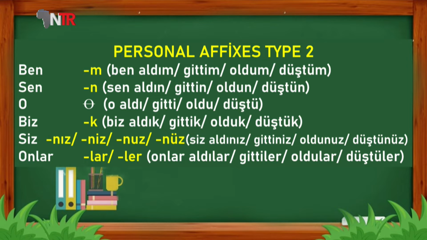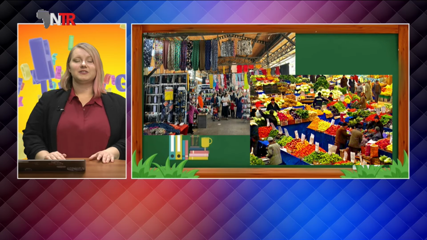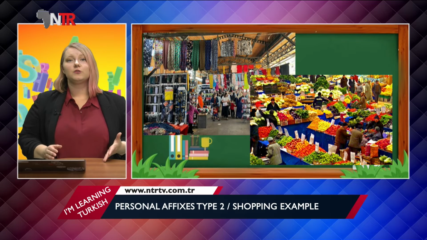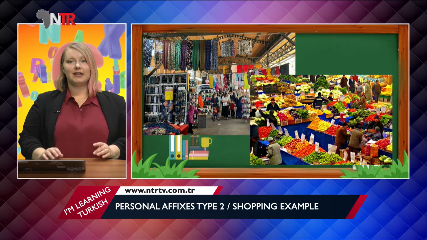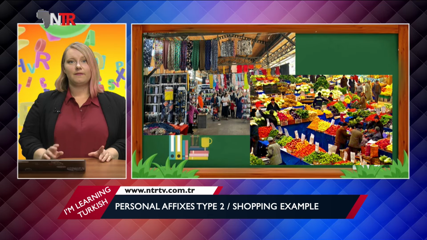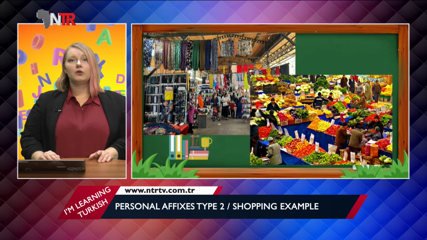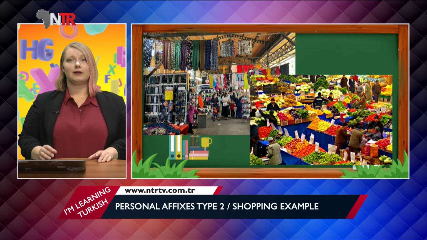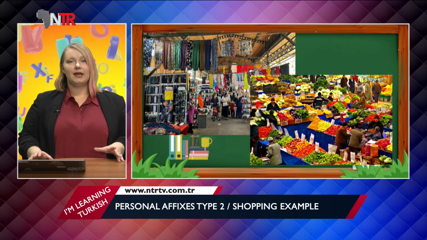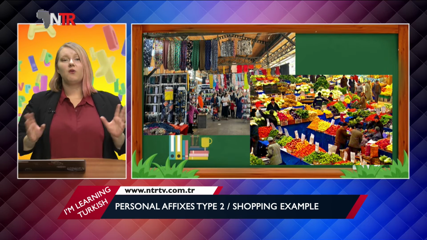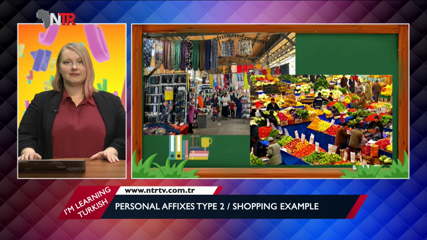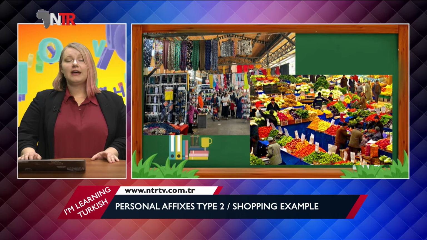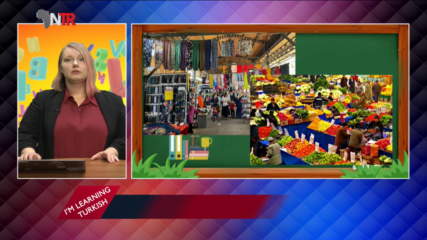Yes, so now we understood how all those affixes work, and let's review a little text about bazaar in Turkish. So you see a beautiful bazaar or market in Turkish cities. There are a lot of them in every city in Turkey. You can see clothes here. You can see also food here. It's for everything. It's like a shopping mall before shopping malls were invented. Let's see what happened if 3 girls went there.